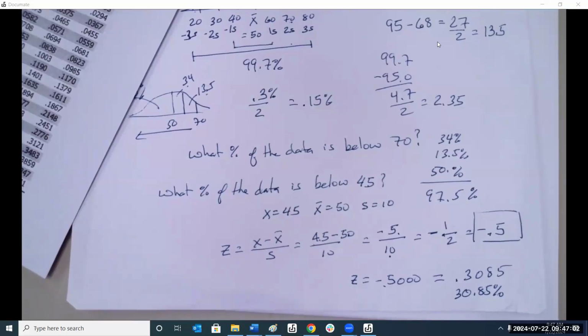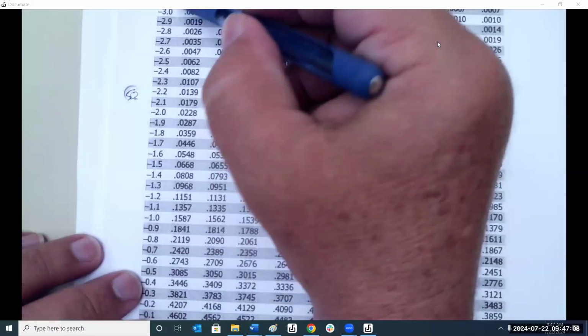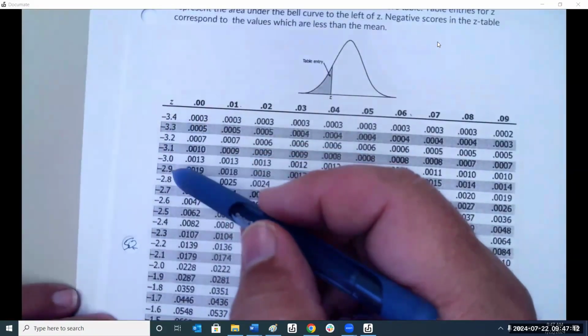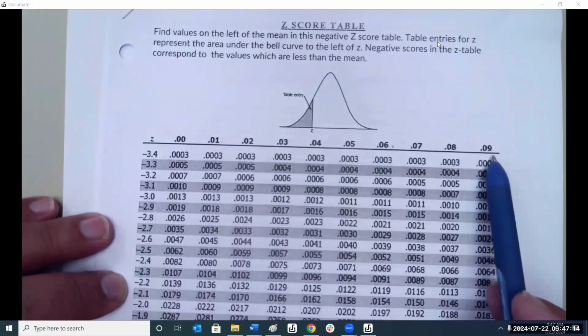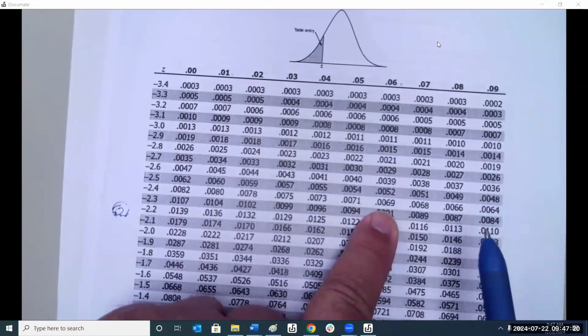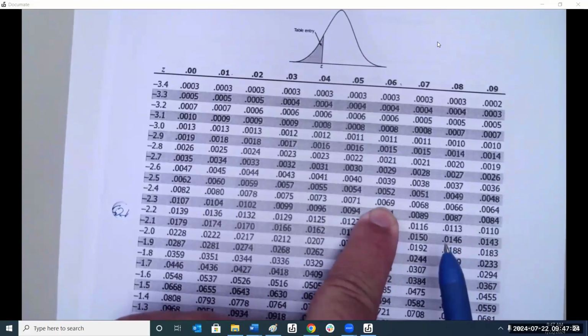So that's how the z-score chart works. You do the z-score calculation, find the first decimal on both sides of the decimal on the left column, and along the top is the second decimal. And then you see where they intersect, and that tells you how much percent of the data is to the left of that number.